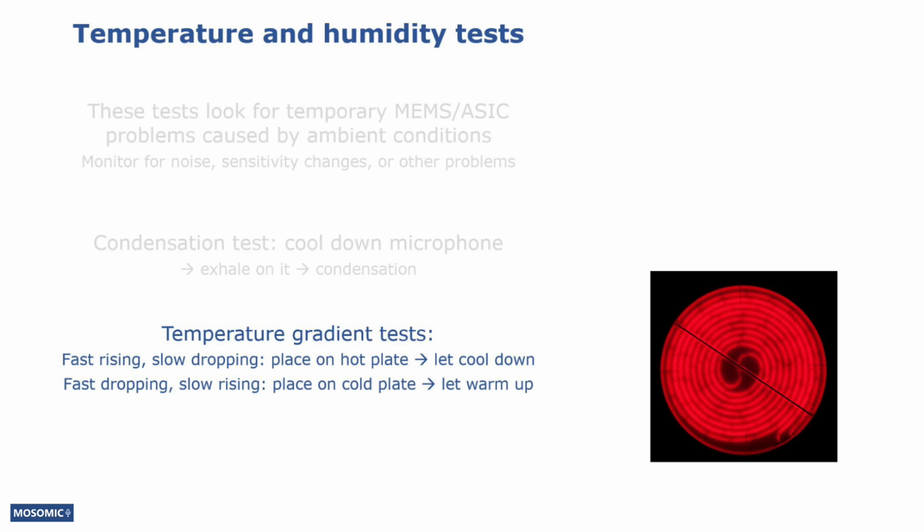The fast dropping and slow rising temperature gradient tests can be done in a similar way, except that now the metal plate should be cold instead of hot. The temperature of the cold plate can be, for example, -20 degrees C. Again, this test looks for problems in the MEMS ASIC system in the microphone.